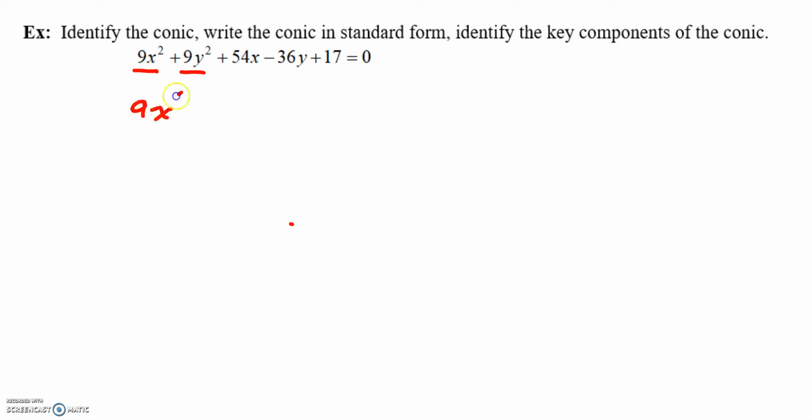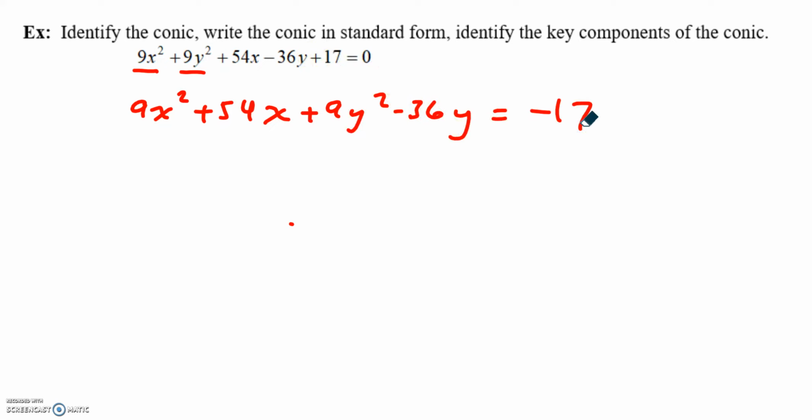So the first thing I'm going to do is rearrange this. I'm going to put the x's together, I'm going to put the y's together, and I'm going to move the 17 to the other side by subtracting it. So we don't want it there. I now need to begin my process of getting a lead coefficient of 1 so I can complete the square. So I'm going to look at my x terms. I'm going to take out a GCF of 9, and I'd be left with x squared plus 6x.